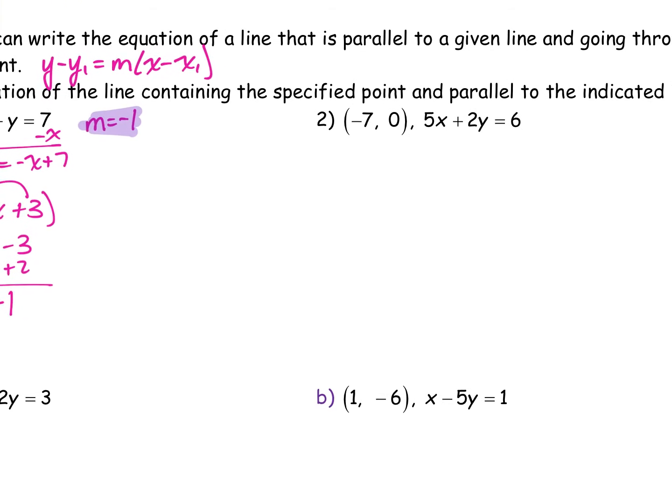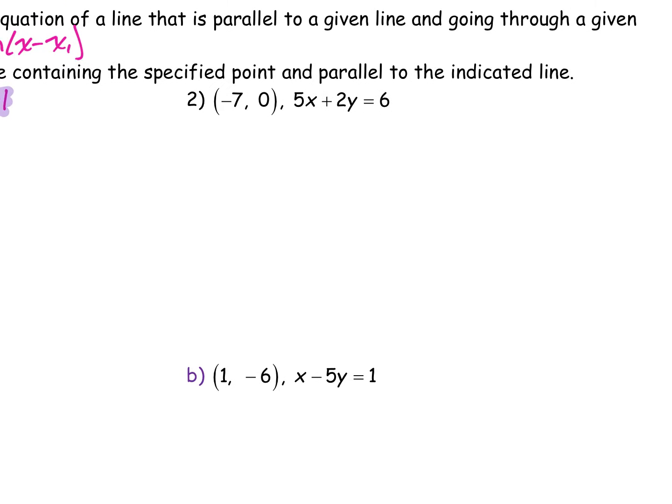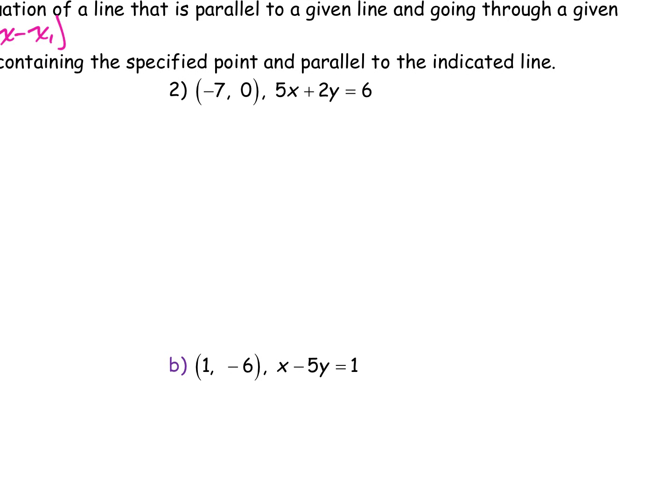Okay. Awesome. So we're going to do the same thing again. I'm going to take my equation and solve for y. So what am I going to do first? Subtract 5x. So I get 2y equals negative 5x plus 6. And then what am I going to do? Divide by 2. Beautiful. And y equals negative 5 halves x plus 3.